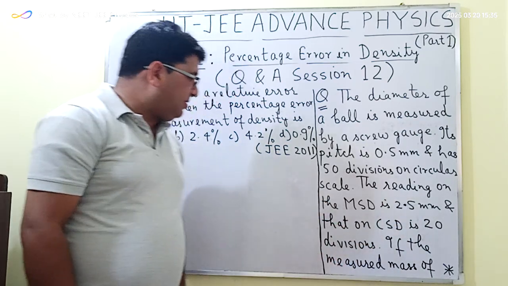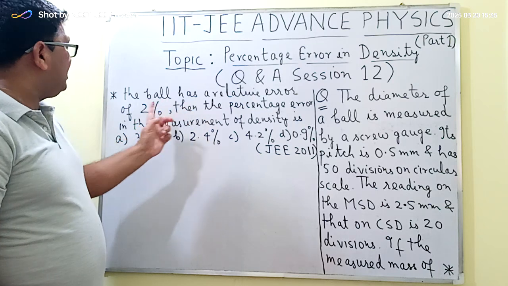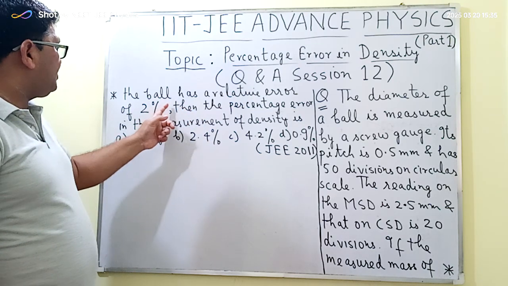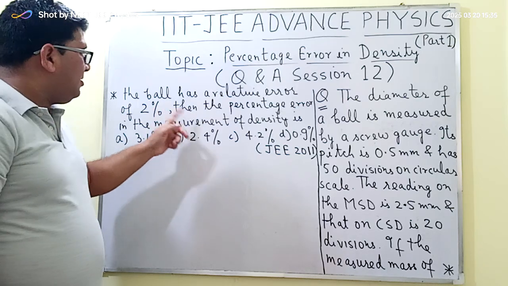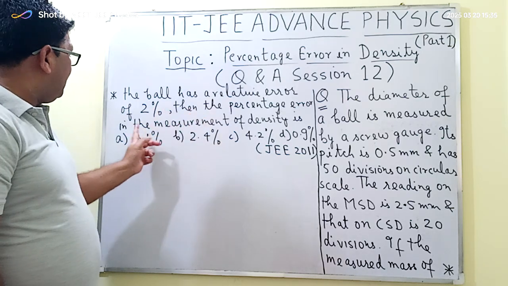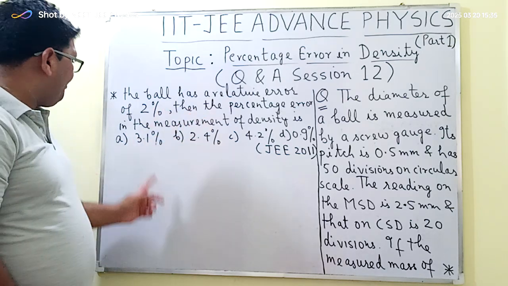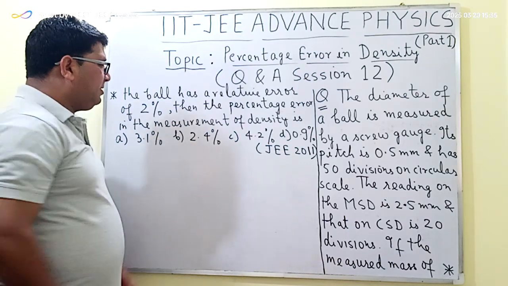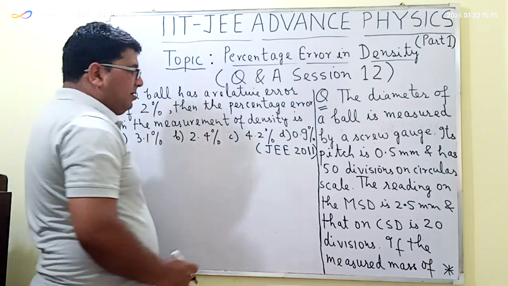If the measured mass of the ball has a relative error of 2%, which is basically the percentage error, then the percentage error in the measurement of density is, so here we have been given 4 options and we have to find the correct one.